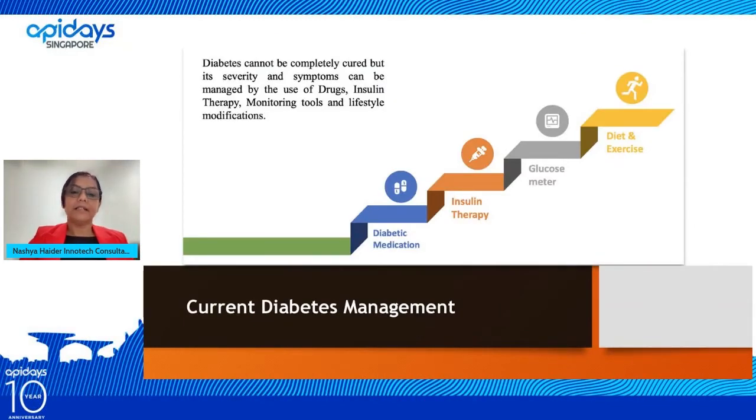Now, diabetes cannot be completely cured, but its severity and symptoms can be managed by the use of diabetic medication, insulin therapy, and by monitoring devices such as glucose meters, and by lifestyle modifications such as through eating healthy diets and doing regular exercise.